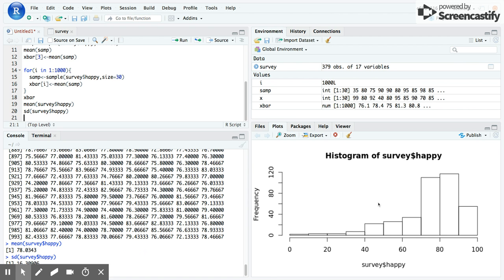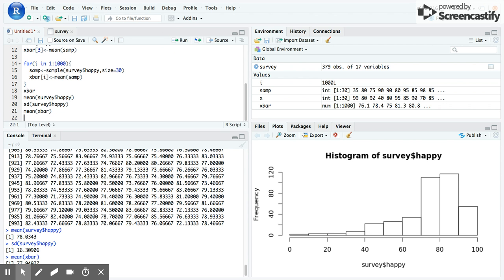All right, and we already saw what the histogram looked like. Well, what about the mean of X bar? Well, the mean of X bar should be the mean of all the happy scores. At least pretty close, right? So we're going to type in mean of X bar. Hopefully it's pretty close. 77.95. Actual mean of the population was 78.03. That's pretty close.